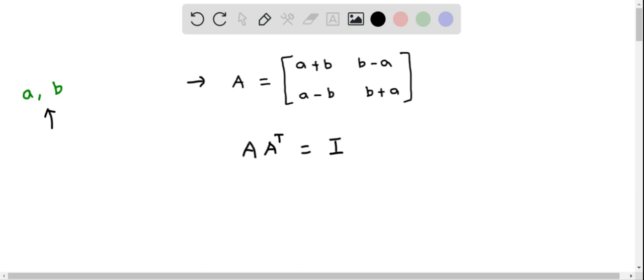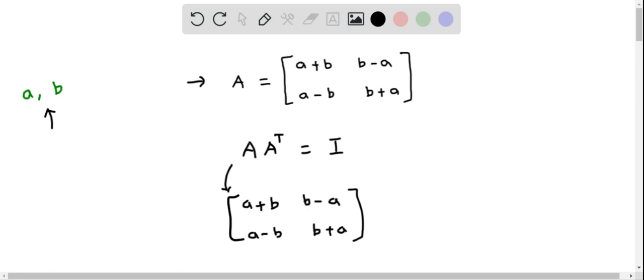So let's substitute the value of this matrix A. Matrix A has first row a plus b, b minus a, and in the second row we write a minus b and b plus a. This is matrix A. We now multiply this with the transpose of A.